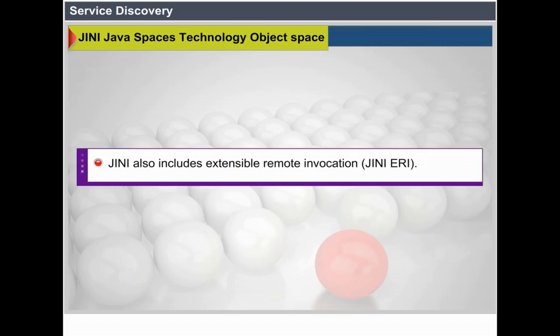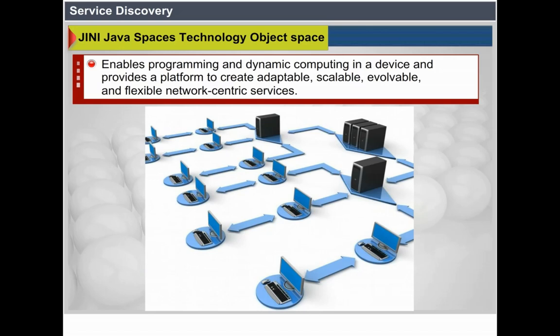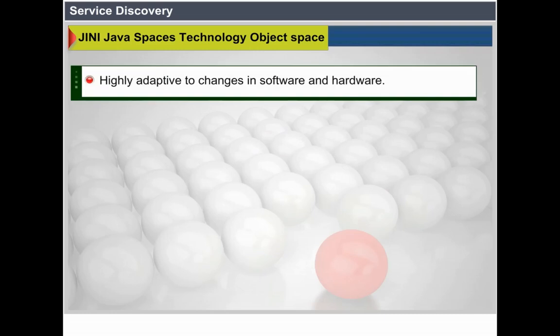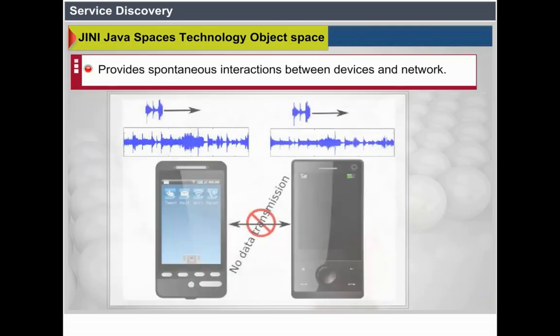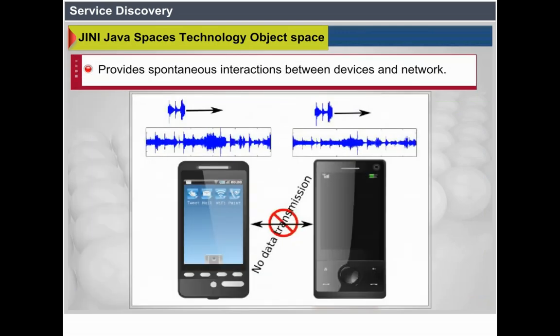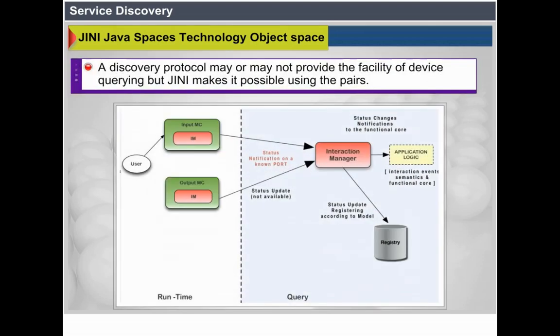JINI also includes Extensible Remote Invocation, JINI-ERI. Enables programming and dynamic computing in a device and provides a platform to create adaptable, scalable, evolvable, and flexible network-centric services. Highly adaptive to changes in software and hardware. Provides spontaneous interactions between devices and network. A discovery protocol may or may not provide the facility of device querying, but JINI makes it possible using the pairs.